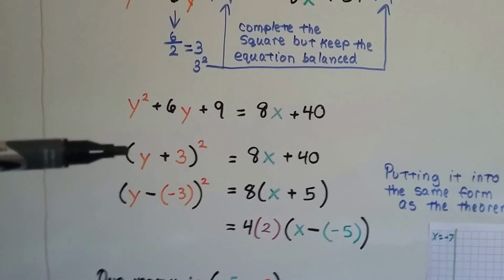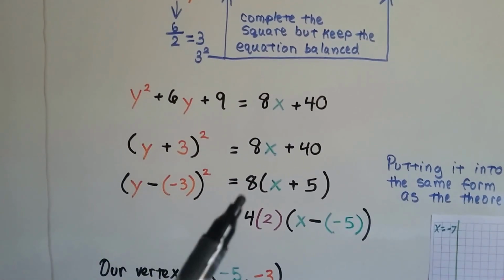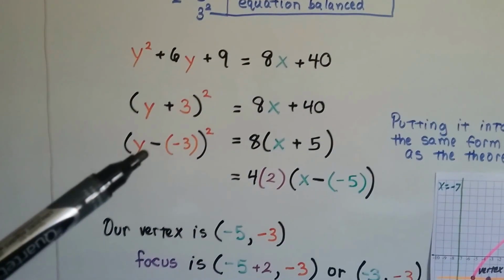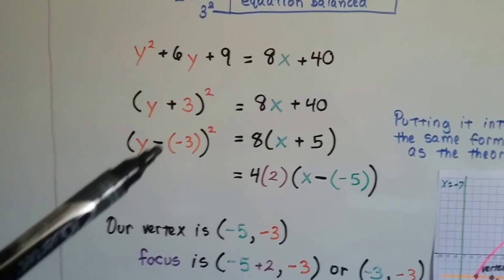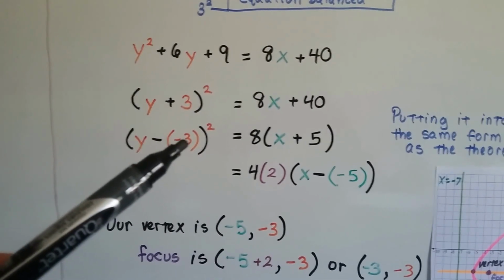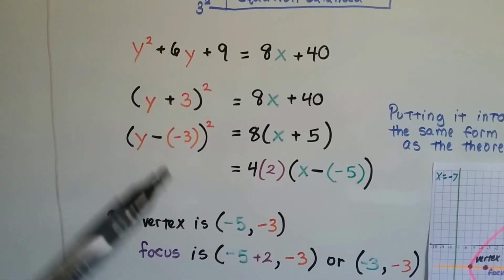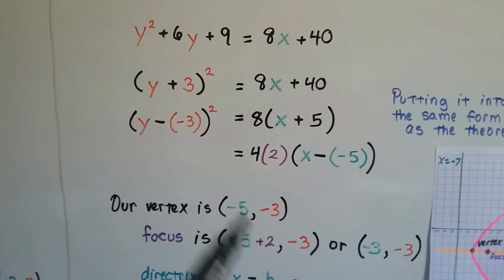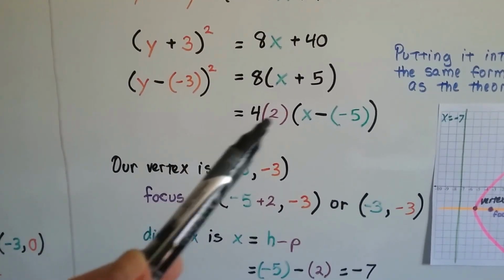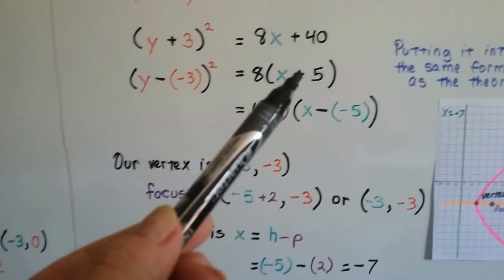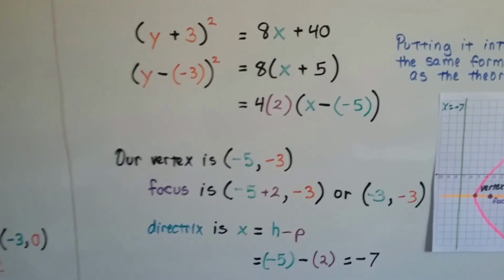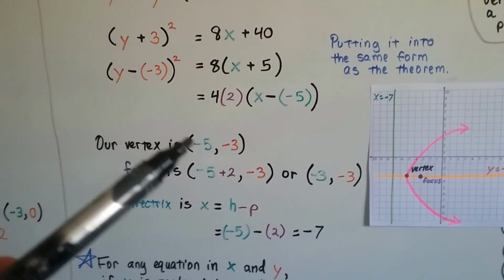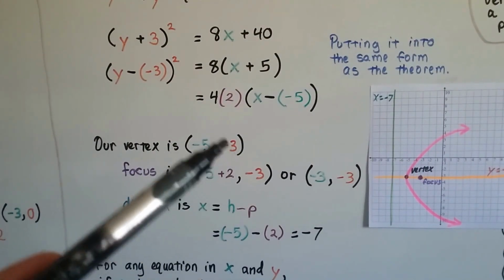We can factor this as the square of y plus 3 equals 8x plus 40 on this side. We need it to be set to a subtraction sign, so we can say y minus a negative 3 inside the parentheses. This can be factored as 8 times x plus 5. That's going to give us a 4 times 2 for the 8, and this has to be a negative, so we have x minus a negative 5. So we're putting it in the same form as the theorem. Our vertex is negative 5, negative 3.